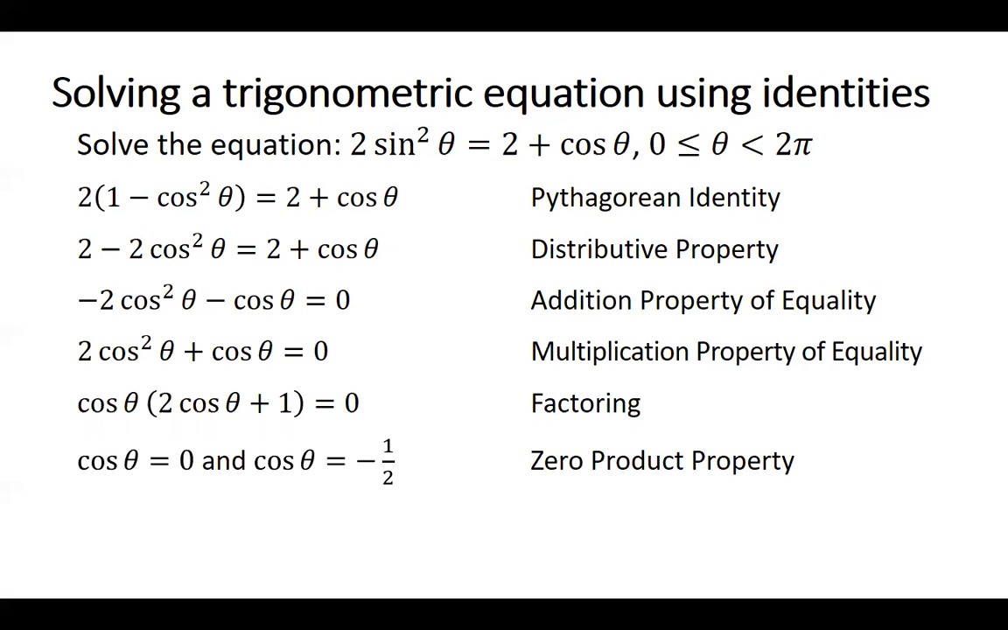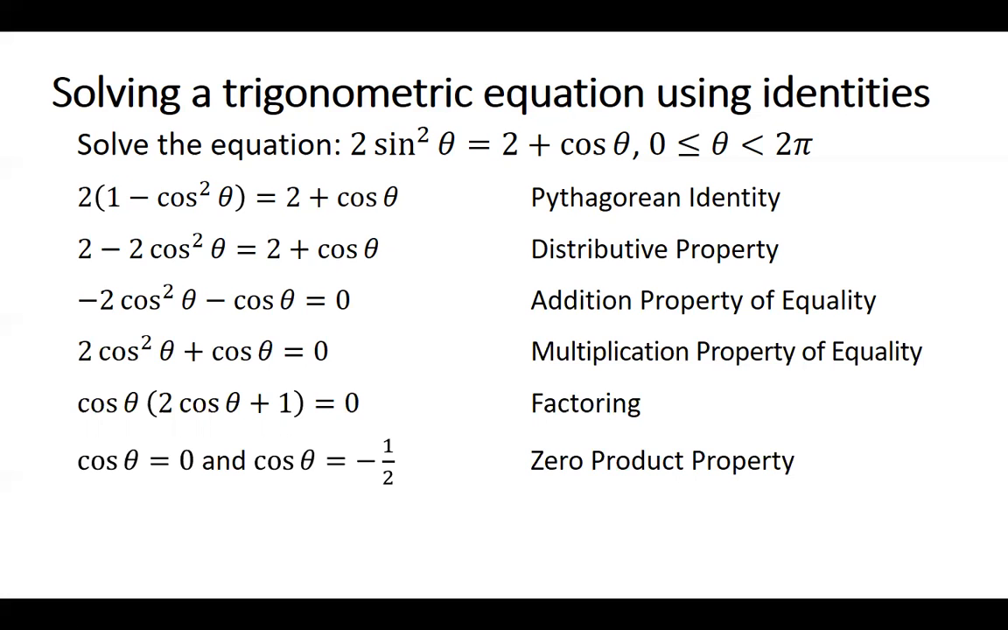Where did I get that -1/2? 2 cosine theta plus 1 is equal to 0. So 2 cosine theta is equal to -1. So cosine theta is equal to -1/2. So I just solved for cosine theta in that second factor. So I get those two values.